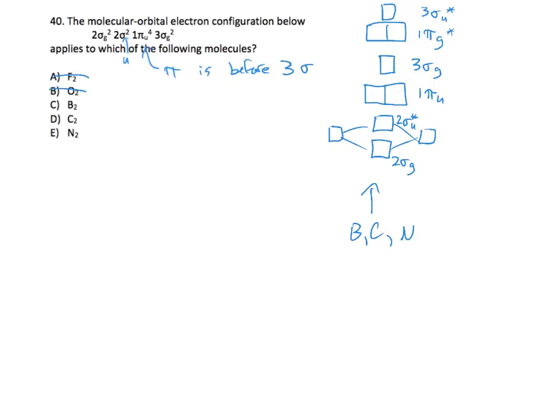So what we do now is we look at the number of electrons that are put in here. We have 2 in the 2 sigma g, 2 electrons in the 2 sigma u, 4 electrons in the 1 pi u, and 2 electrons in the 3 sigma g. So this is equal to 2, 4, 6, 8, 10 valence electrons. Which one of these 3 has 10 valence electrons? Well, B2 is going to have 6, C2 has 8, N2 has 10. So our answer is E.